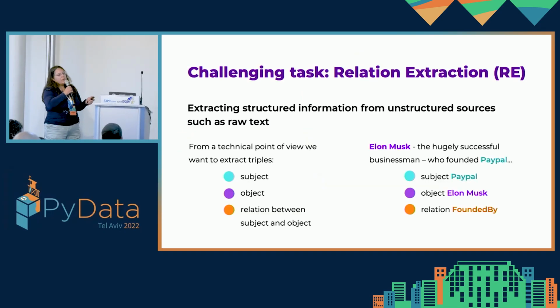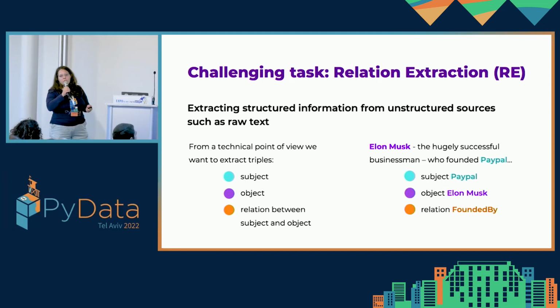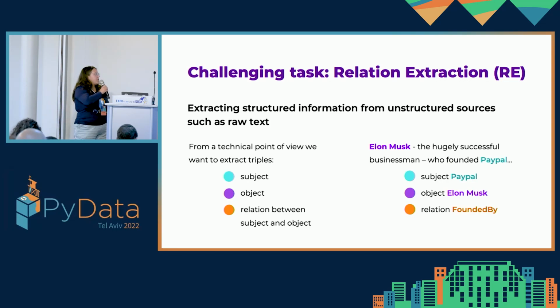So the main goal is relation extraction. We want to extract from the raw text the information that there are two entities connected by some relation. What do I mean? The example on the right. If we have such raw text, Elon Musk, the hugely successful businessman who founded PayPal, we want to extract the information that PayPal and Elon Musk are connected with the founded by relation. From a technical point of view, we want to extract triples: subject of relation, object of relation, and the relation itself.